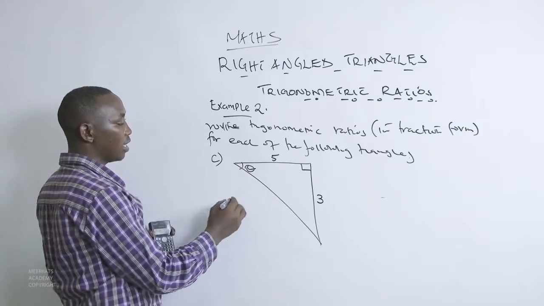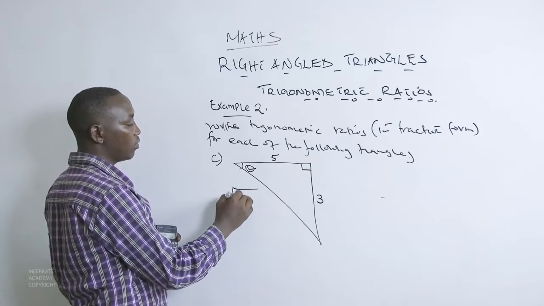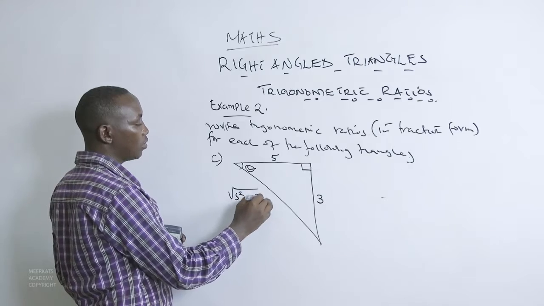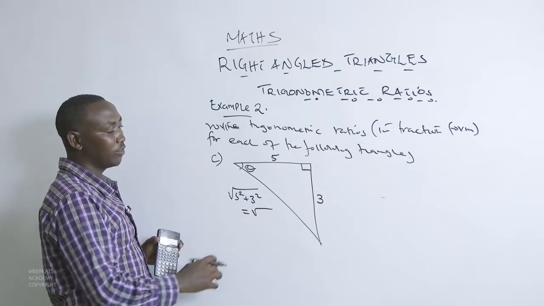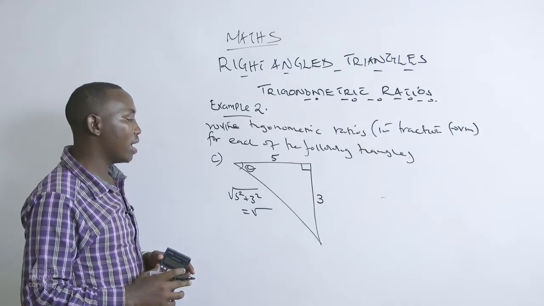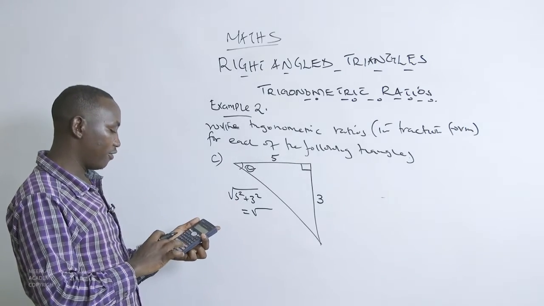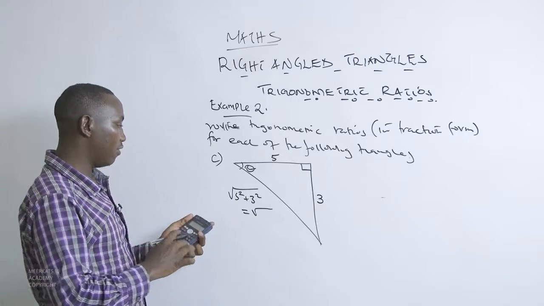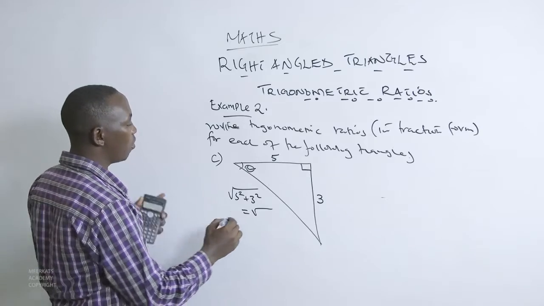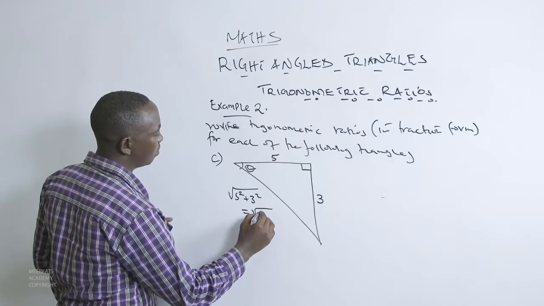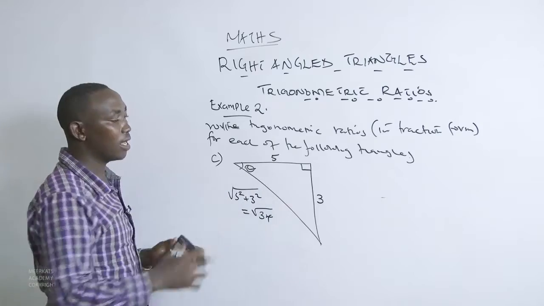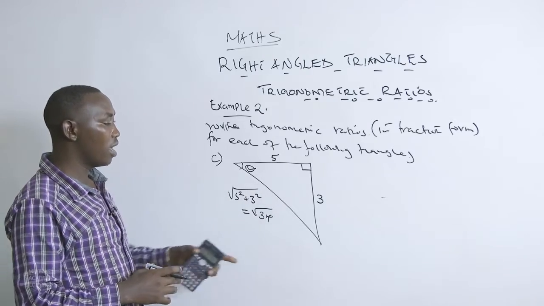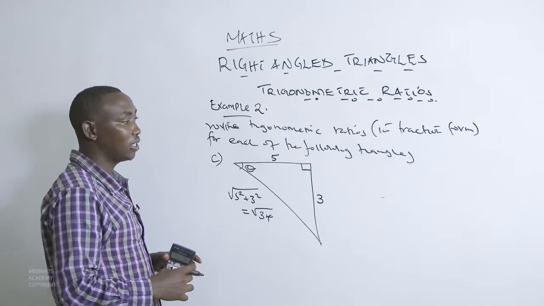Therefore, our hypotenuse will be the square root of the sum of the squares of the two shorter sides. In this case, this will be the square root of 5 squared plus 3 squared, where 5 squared is 25, 3 squared is 9. Therefore, 25 plus 9 will give you 34. Therefore, that means that our longest side is the root of 34. In surd form, we leave it that way.